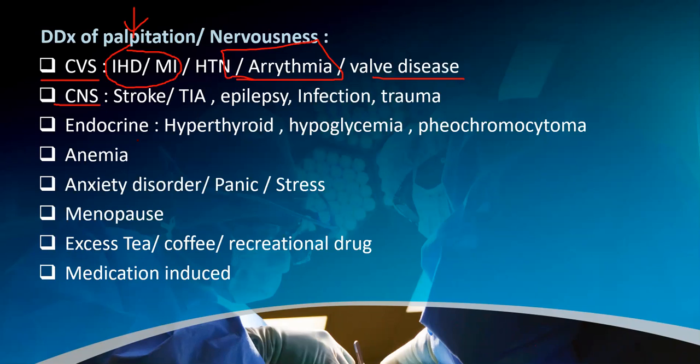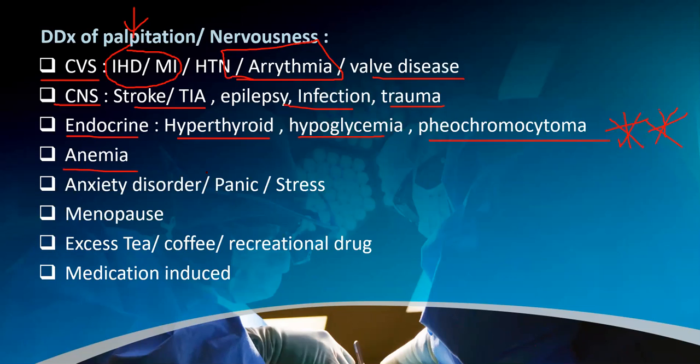Then the next one is CNS related. CNS related causes do not basically cause palpitation, rather they cause nervousness, but still you can ask about CNS related causes in the differential diagnosis of palpitation. For any CNS, four causes are always there: trauma, tumor, infection, stroke, and sometimes epilepsy as well. After CNS, you have endocrine related causes. Very important are the endocrine related causes, especially hyperthyroidism, hypoglycemia, and pheochromocytoma. These three are very common to rule out.